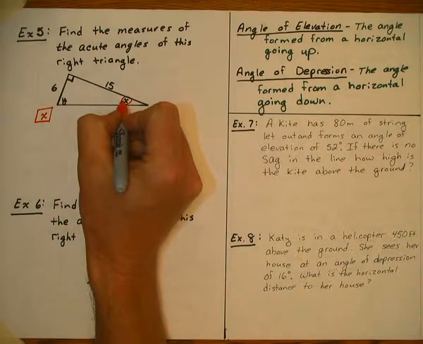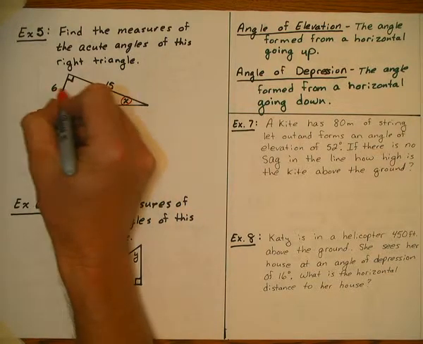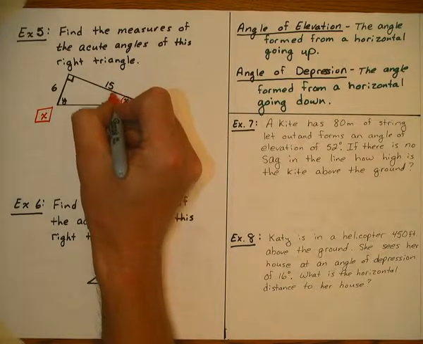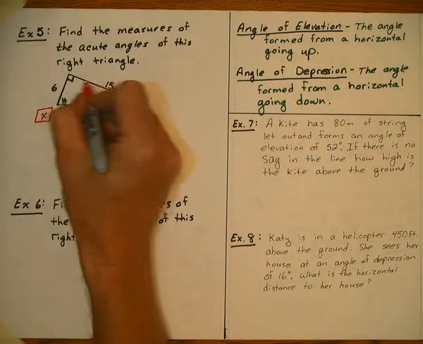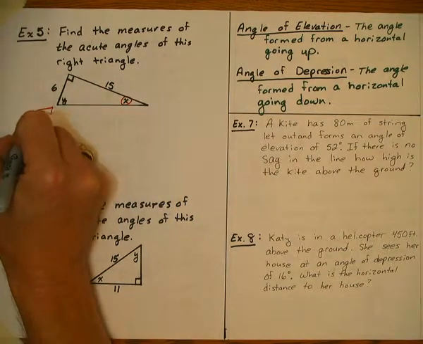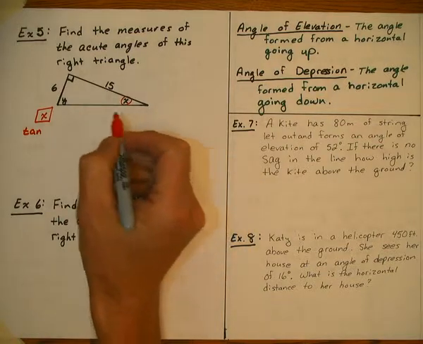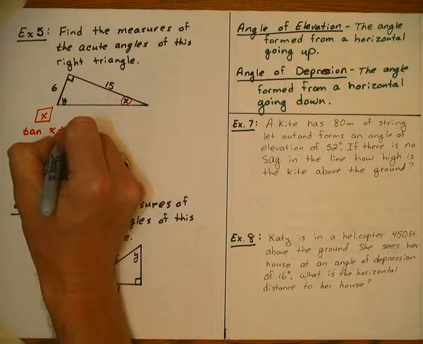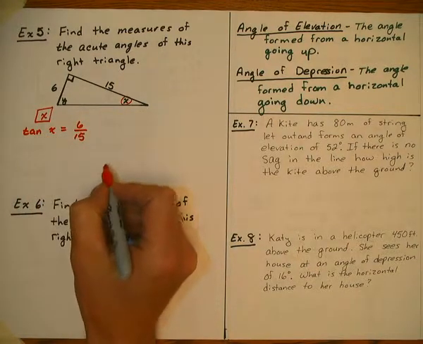Now, x, we want to look at what sides are given to us. The 6 is the side opposite this angle. 15 is the side adjacent to this angle. So opposite and adjacent is the tangent function. So tangent of the angle, which is x, equals 6 over 15.